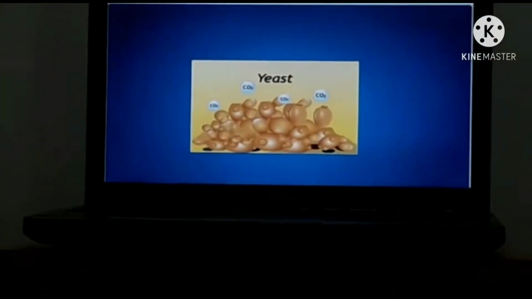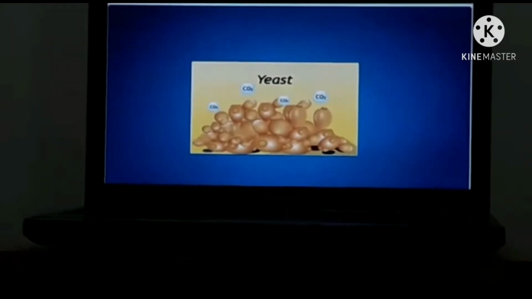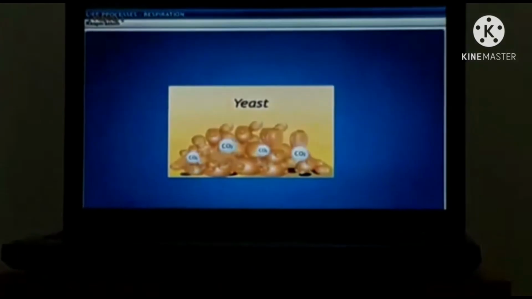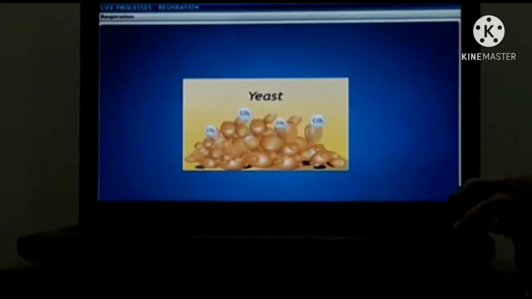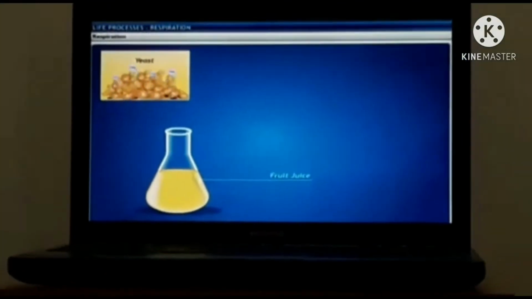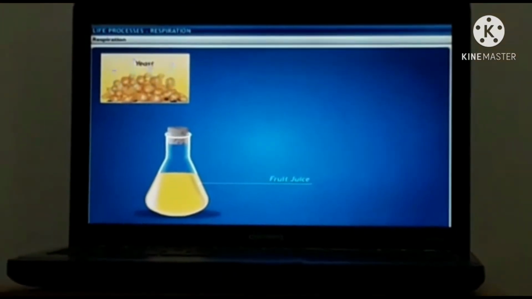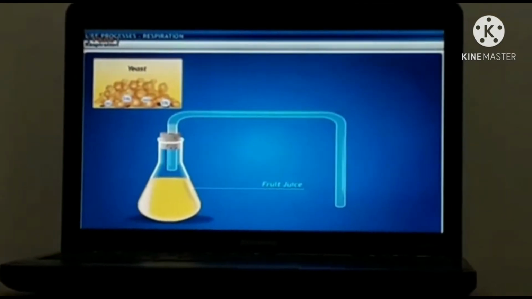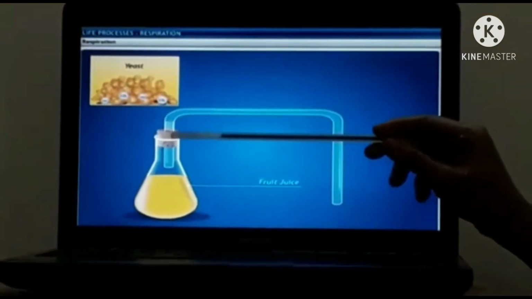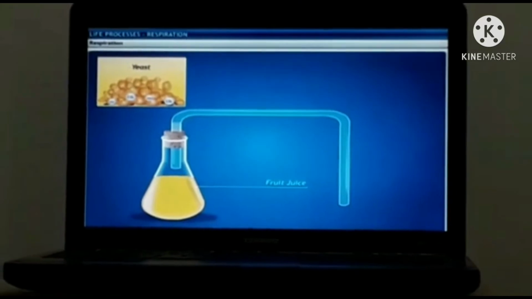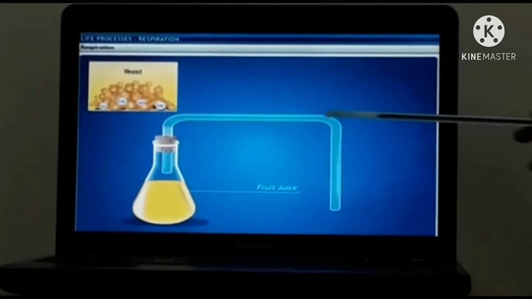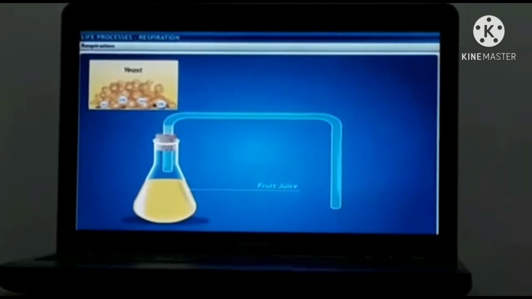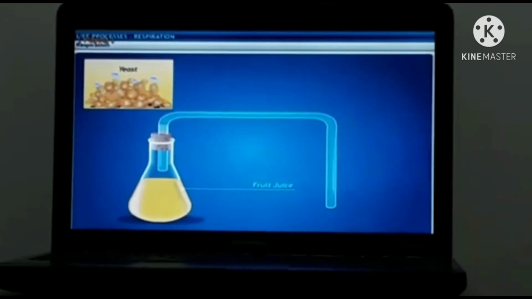Microorganisms also release carbon dioxide. Thus we can demonstrate by an activity. Take fruit juice or sugar solution in a conical flask, and this conical flask is fitted with a one-holed cork, and through that fit a bent tube. The free end of the bent tube dips in a test tube containing lime water.